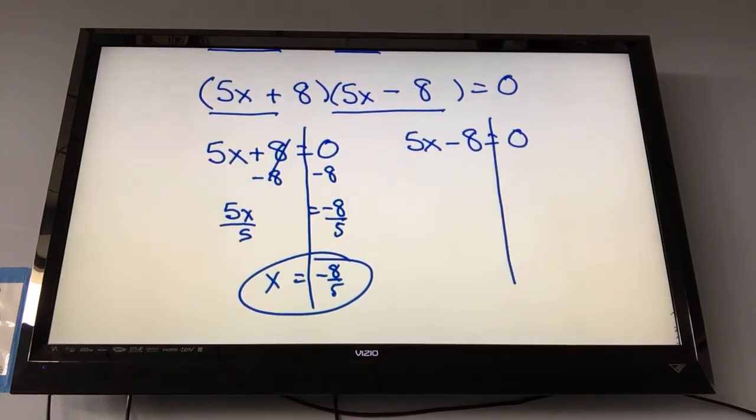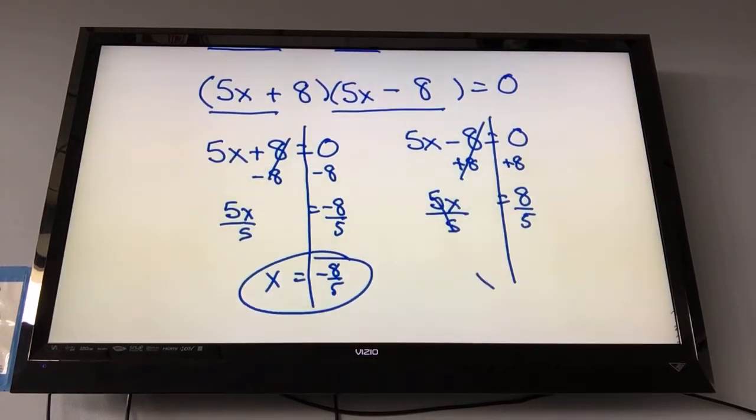And on the other one, I'm going to add 8. So always the opposite. 5x equals 8, and then divide by 5. And x is 8 over 5.